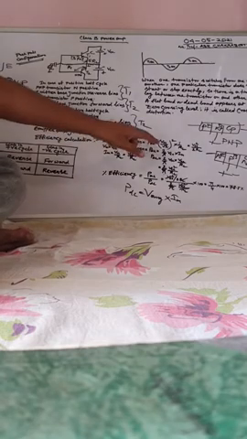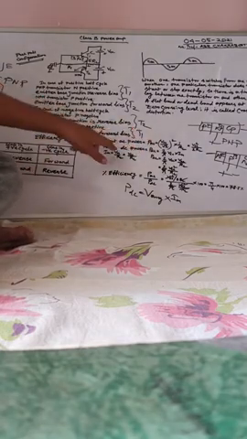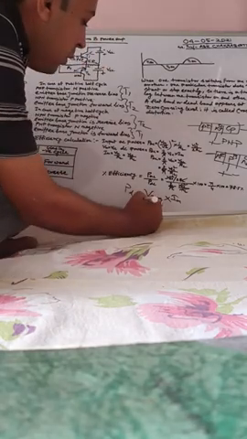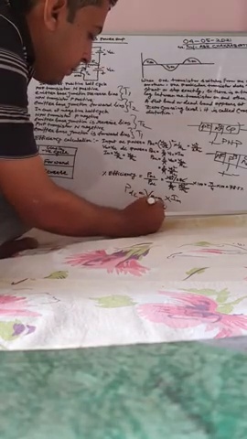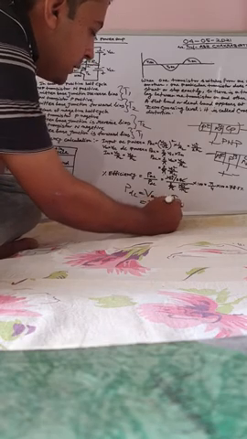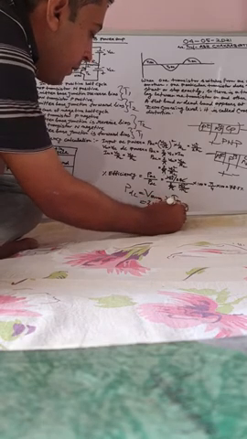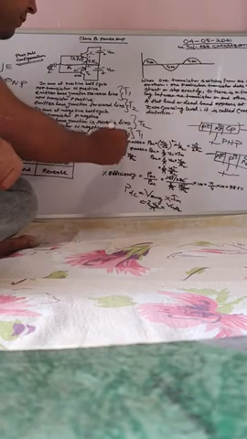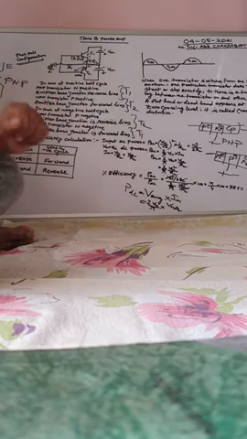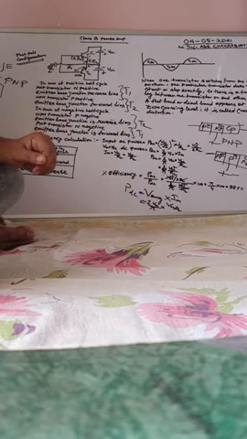V average equal to twice Vm by pi, Vm equal to your VCC, so 2 by pi VCC. Im equal to Vm by RL, Vm equal to your VCC, so it is VCC by RL. So total DC power is 2 by pi into VCC square by RL.